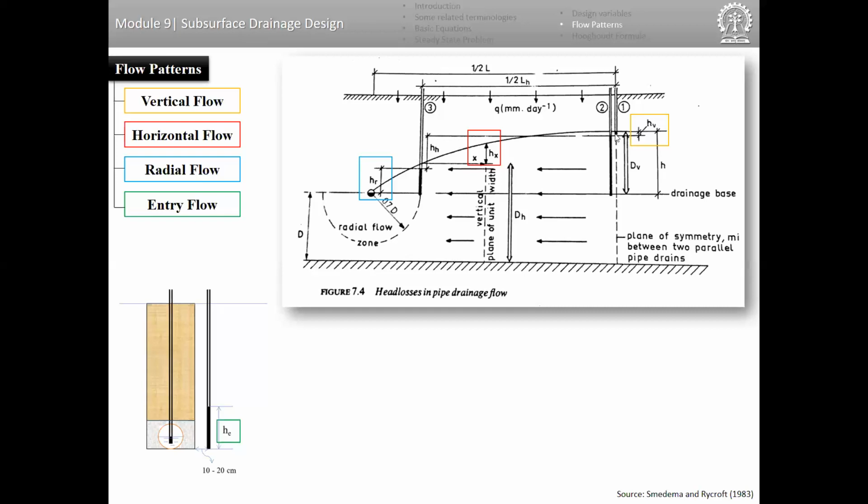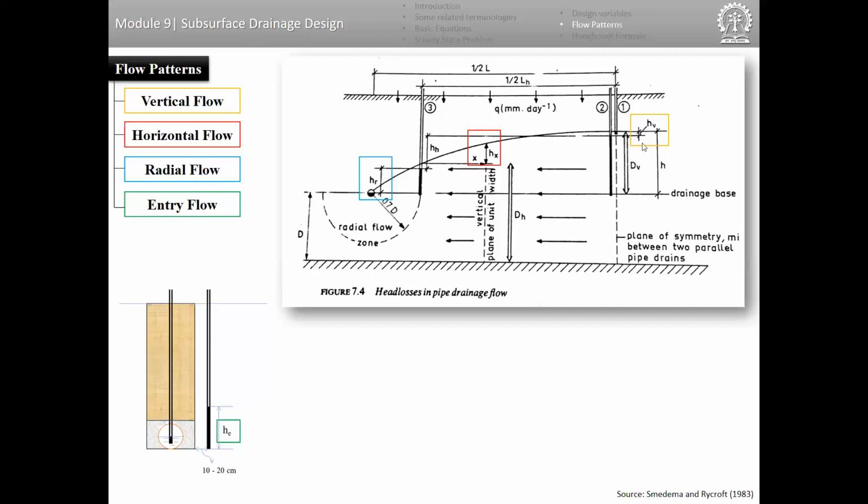This is the total head H here. From here to here, head is becoming 0. So here head is equal to H, and here head is equal to 0. Another thing that we have to see is this D. D is a parameter that denotes the depth of the impermeable stratum.